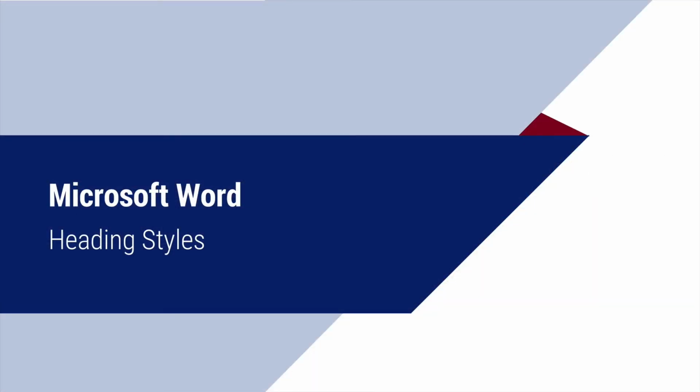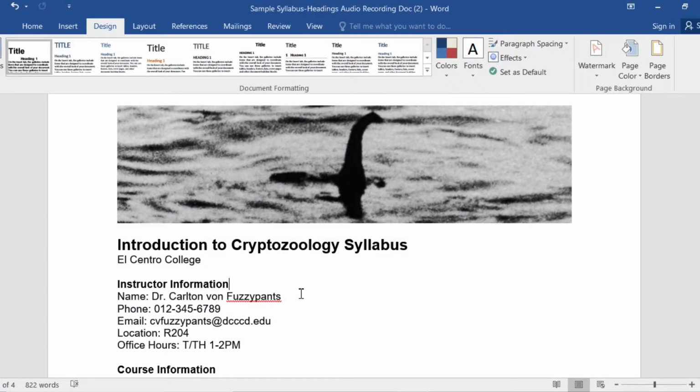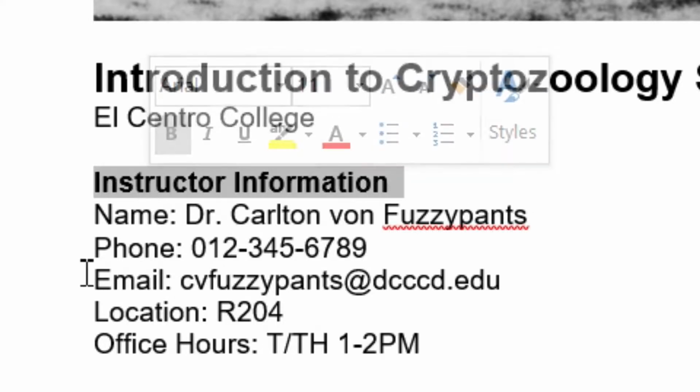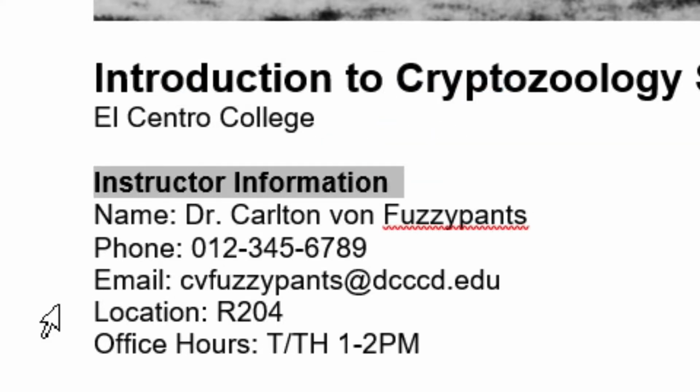Adding headings in Microsoft Word works much the same way, just with some extra options for customization. For example, here's a syllabus in Word 2016 on a Windows computer. To create a true heading, first I'll select a line of text. In this case, it's a line of bold text that already visually looks like a heading.